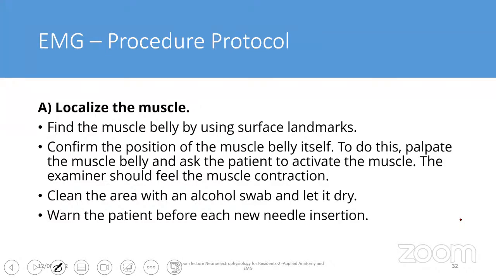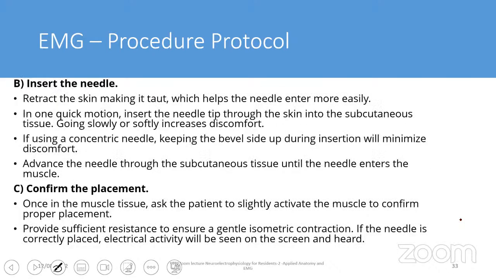Confirm the position of the muscle belly itself. To do this, palpate the muscle belly and ask the patient to activate the muscle. The examiner should feel the muscle contraction. Now, clean the area with an alcohol swab and let it dry. Warn the patient before each new needle insertion. His cooperation is very important.